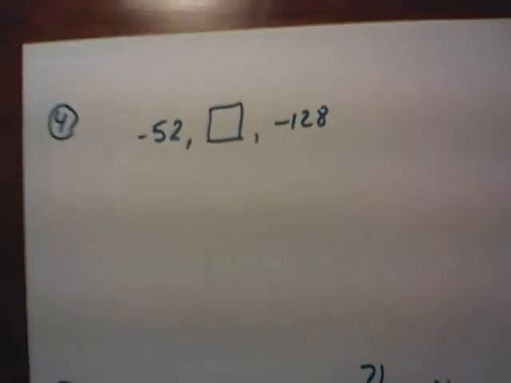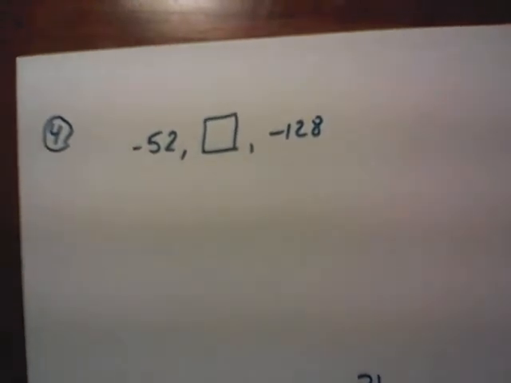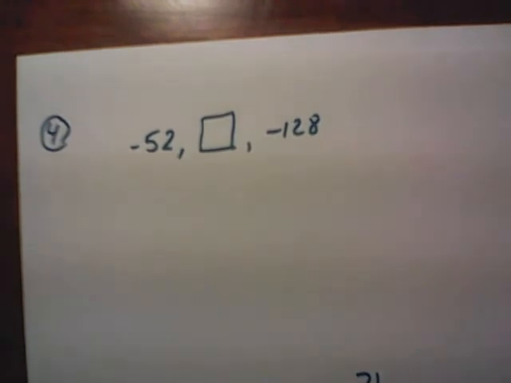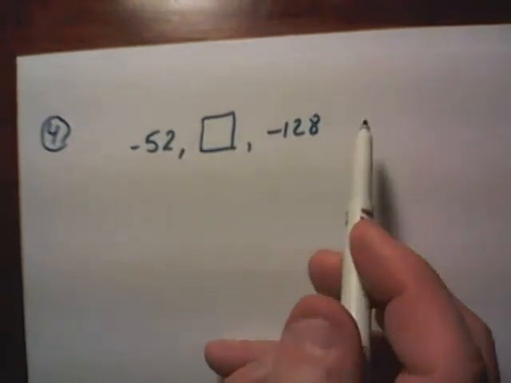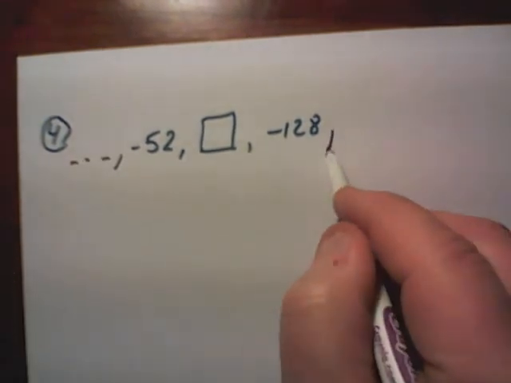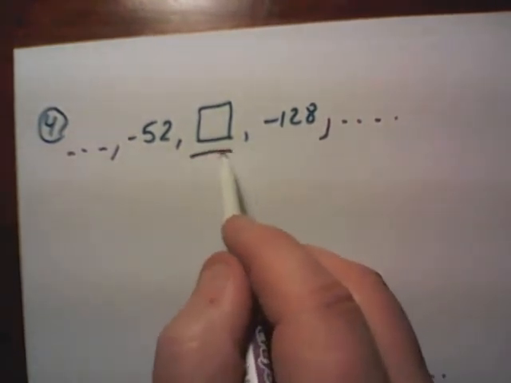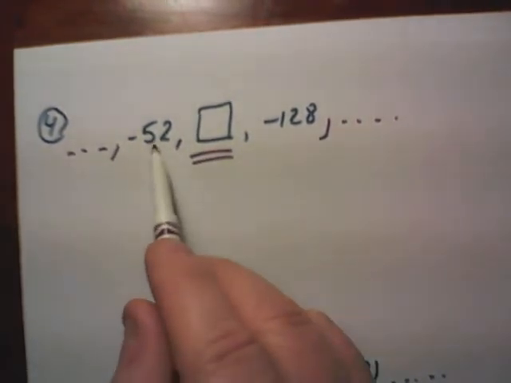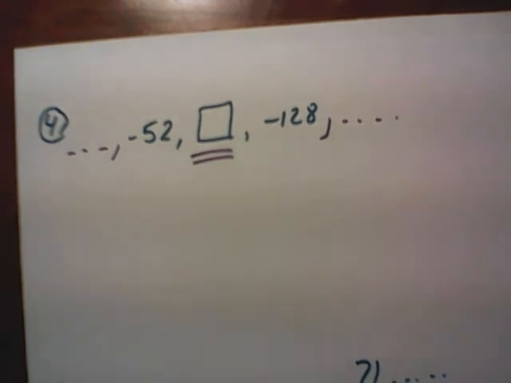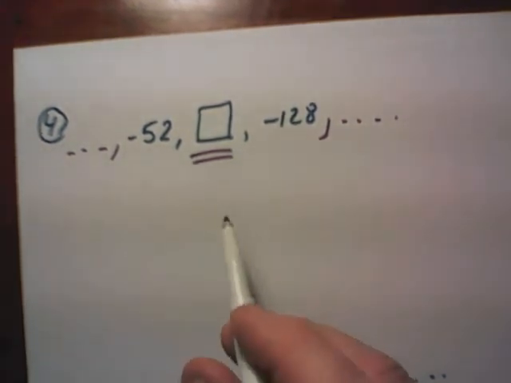So let's look at two more examples real quickly with a different twist on each one of them. The first one is we want to find the arithmetic mean between these two numbers. Suppose this is an arithmetic sequence. There might be numbers prior to this. There might be numbers after this. But we want to find the term that's between negative 52 and negative 128. Well, that's the arithmetic mean.